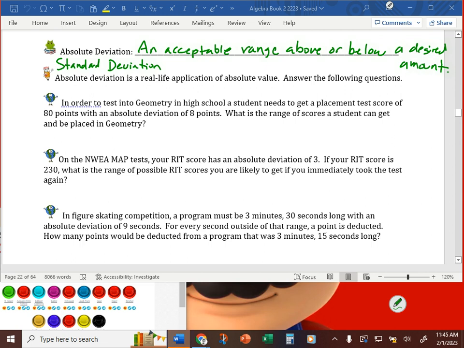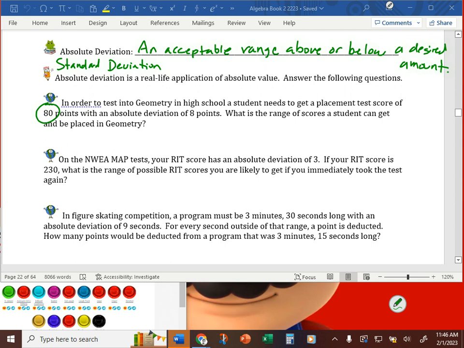An example. In order to test into geometry in high school, a student needs to get a placement test score of 80 points with an absolute deviation of 8. What is the range of scores a student can get to be placed in geometry? This 80 means that that's the target score. That is a student whose correct placement is right smack dab in the middle of geometry. You'll be the average kid in the geometry class. If you score an 82, does that mean, whoa, you've got geometry down? No, it means that you're going to be above average, probably, but still in the right course.